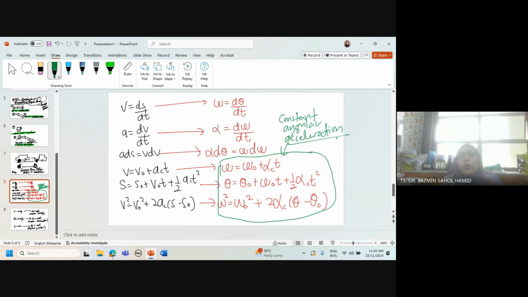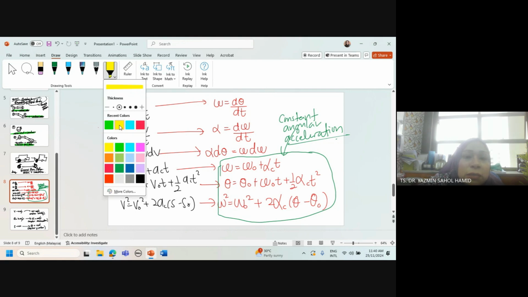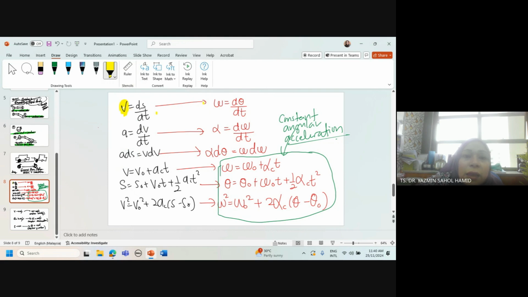Okay, so to me, it's not that you need to memorize. You only know already the basic and the constant acceleration formula. So what you need to do is you just replace V as omega, acceleration as alpha, and displacement as theta. Yeah, that is the keyword that you need to know, you need to replace.